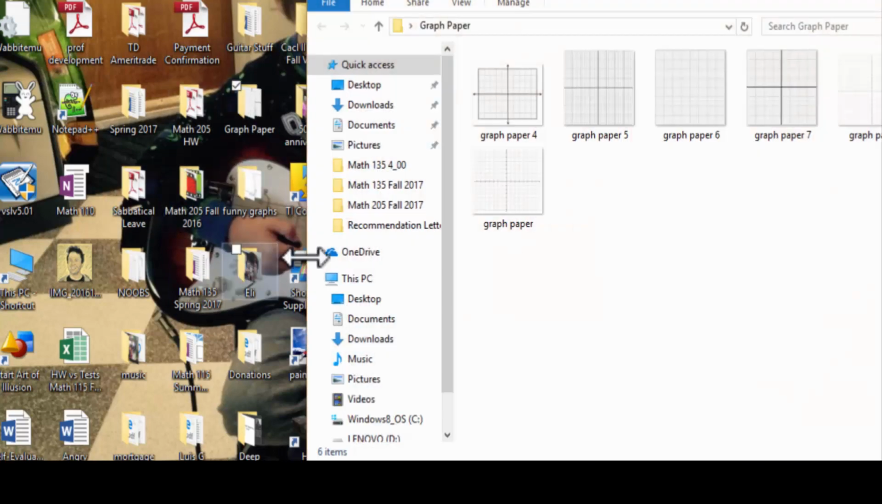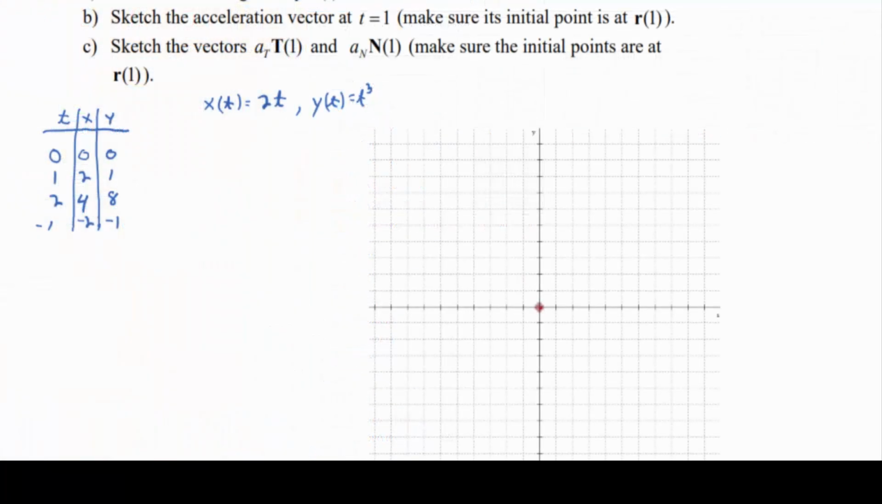Here we go, graph paper. All right, 0, 0, 2, 1, 4, 8. 1, 2, 3, 4. 1, 2, 3, 4, 5, 6, 7, 8. I do realize this is like watching paint dry when you watch me plot points. Negative 1, and then negative 2, negative 1. Something like that. I would argue graphing this is just as easy as eliminating the parameter. It's going to be something like that.